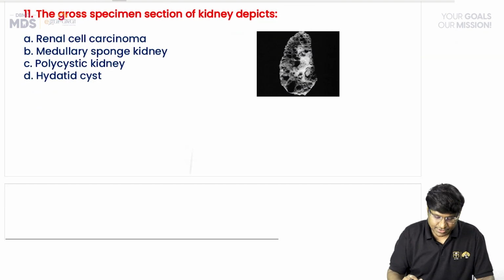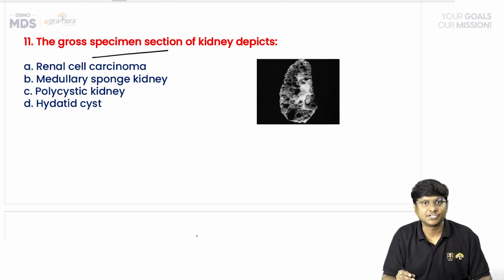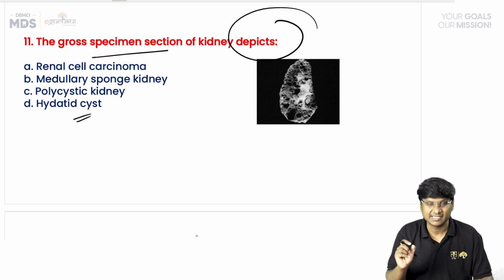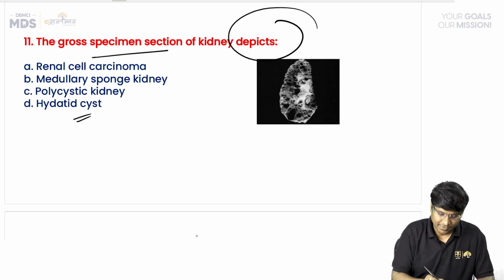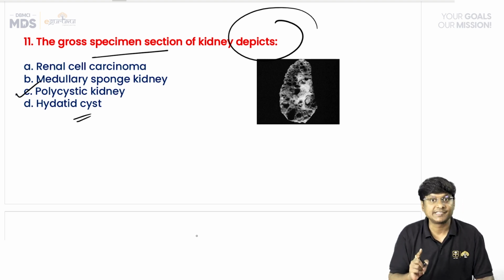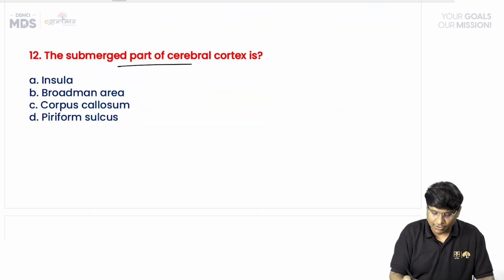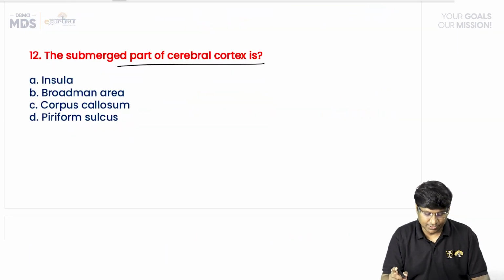Okay, next. The gross specimen section of the kidney depicts renal cell carcinoma, medullary sponge kidney, a polycystic kidney, and then hydatid cyst. So you can see that there are multiple cysts within the kidney, which is suggestive of a polycystic kidney.